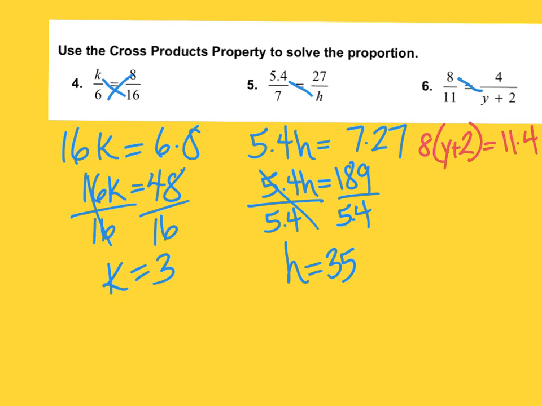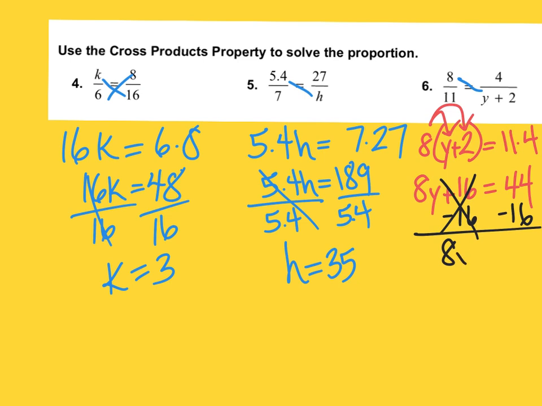Okay, so I'm going to start simplifying. I have to distribute my 8 to each part of that expression inside the parentheses. So I'm going to end up with 8y plus 16 equals 11 times 4, which equals 44. So now I have a two-step equation. Remember, I want to get rid of the constant first, so I have plus 16 that I want to get rid of, so I'm going to subtract 16 from both sides.